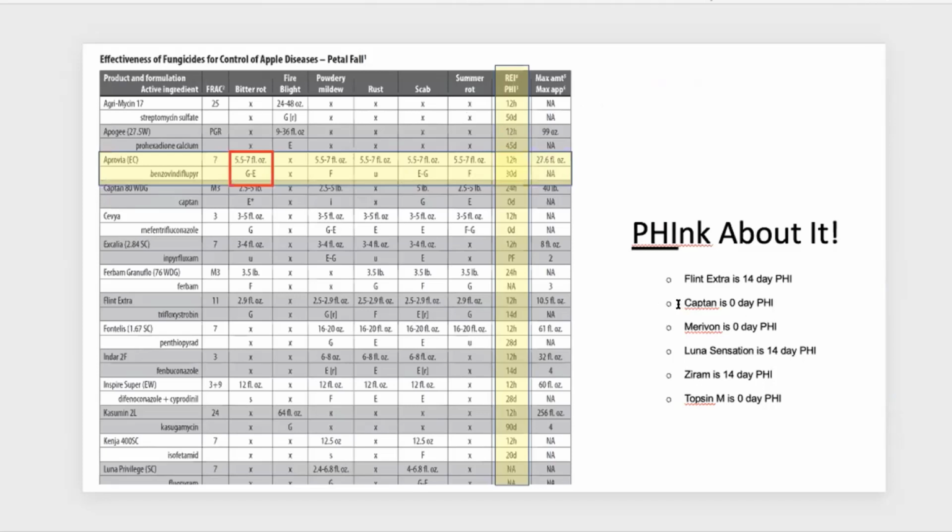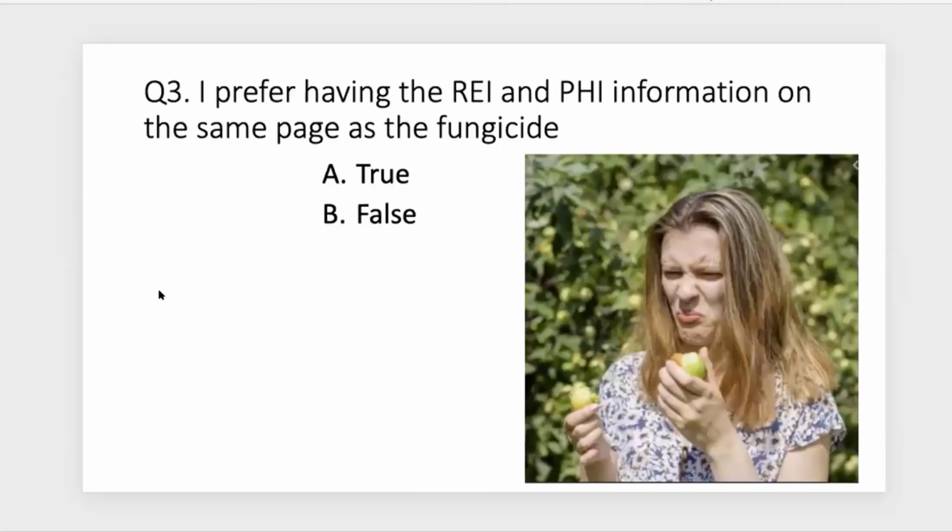One of the reasons I recommend using at 8th cover and up to harvest Captan, Merivon is because of that 0-day PHI. Pristine is there as well. So that's one of the reasons I push that more than, say, like a Luna Sensation. So with that, I'm just going to ask Karen to put up a poll to find out if you prefer having the REI and PHI information on the table, or if you don't. Maybe it's too much information, which it is a lot of information, that's for sure.